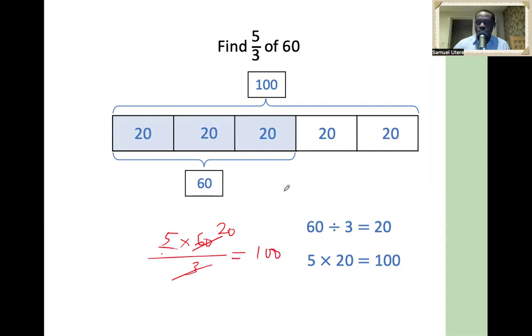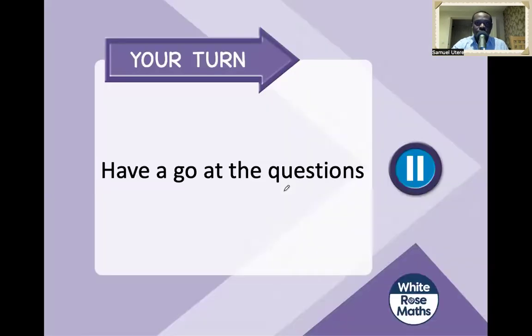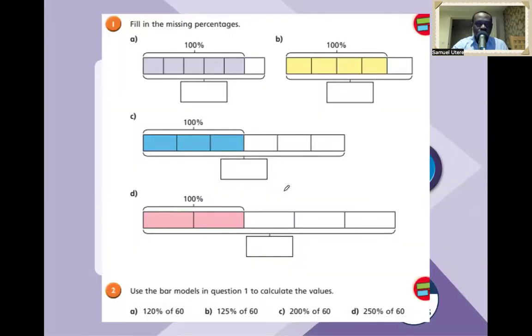So I want you to always know that when you have a fraction of an amount, even if it's an improper fraction, or a top-heavy fraction, you divide with the denominator and you multiply with the numerator. So without using the bar model, you could still think about this really efficiently. All right, pause the video and answer questions 1 and 2 in 2 minutes.